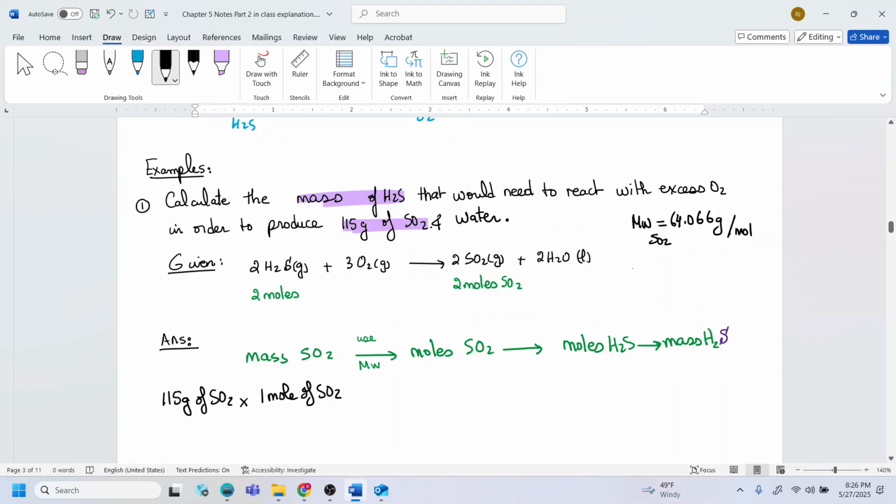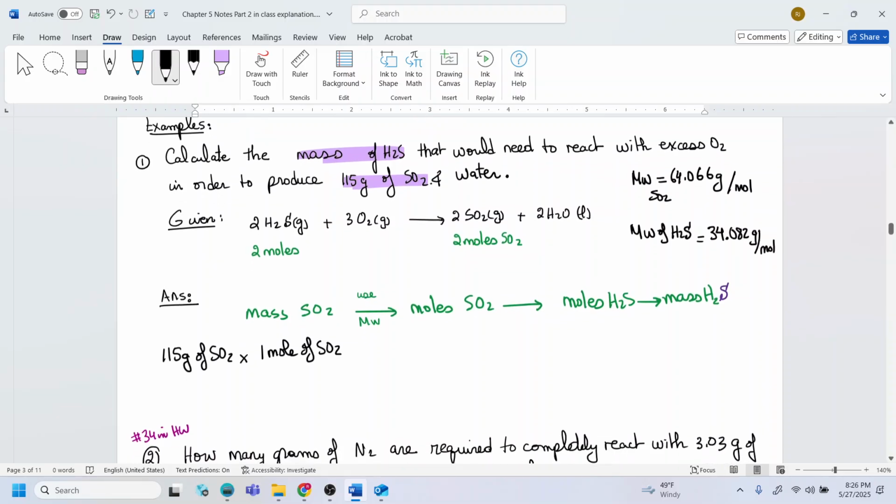Okay, and then you would need the molecular weight of H2S as well, because every time you're going from moles to a mass, you would need the molecular weight. So you can calculate this, and it's going to be 34.082 grams per mole of H2S.